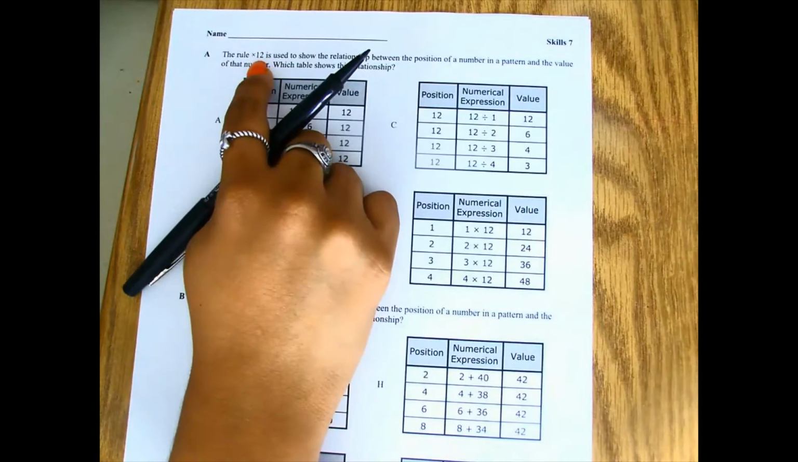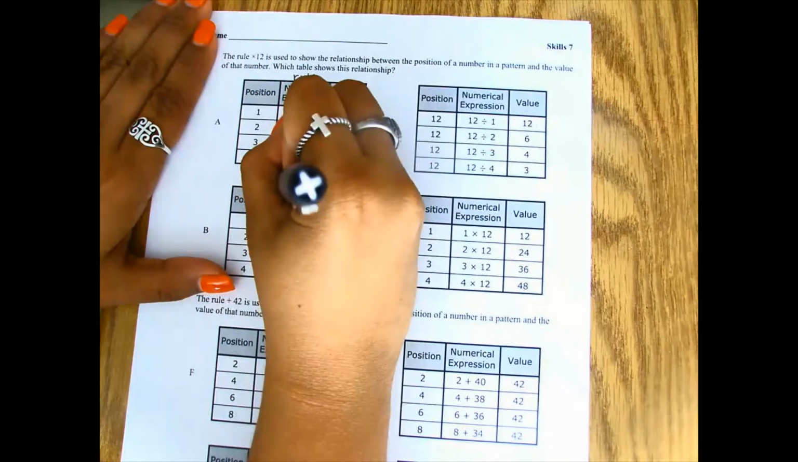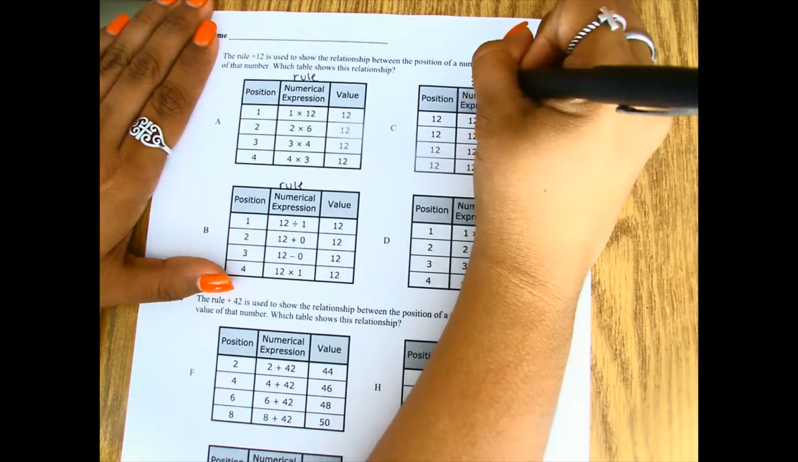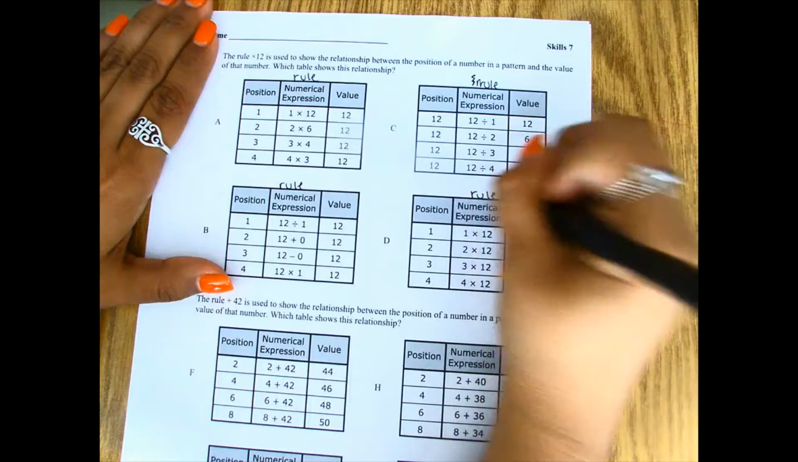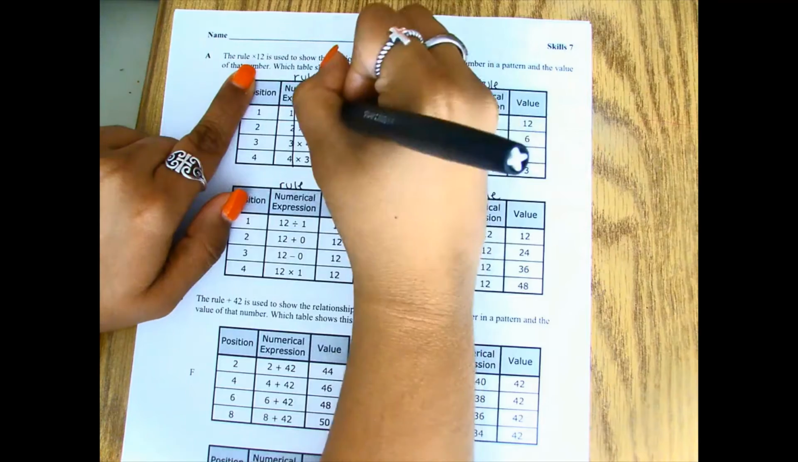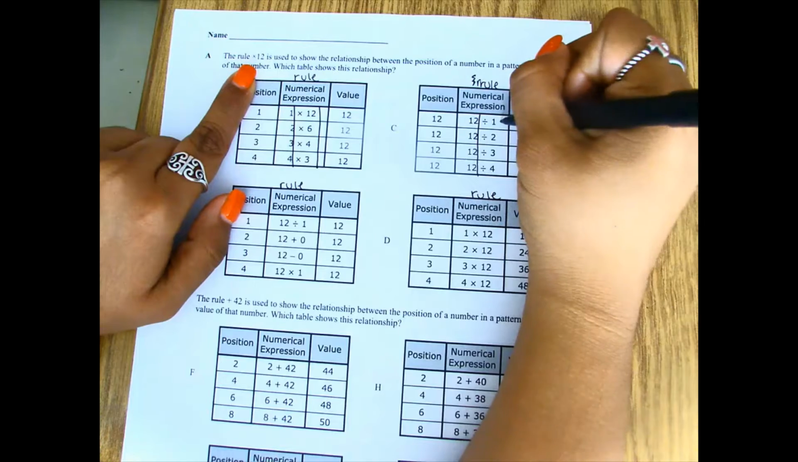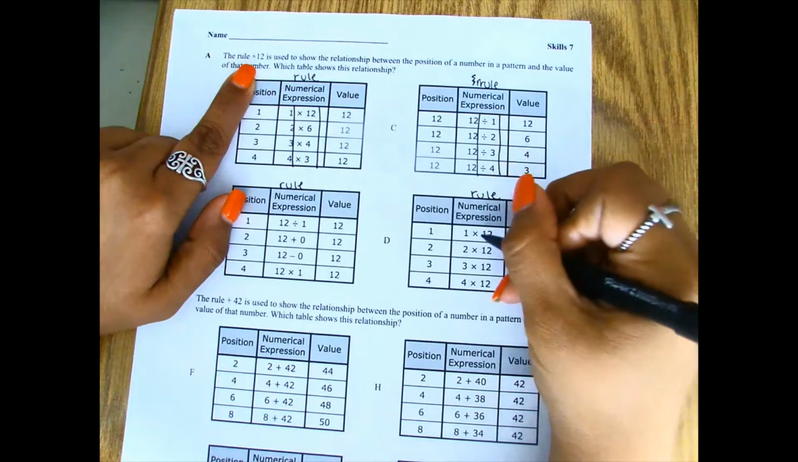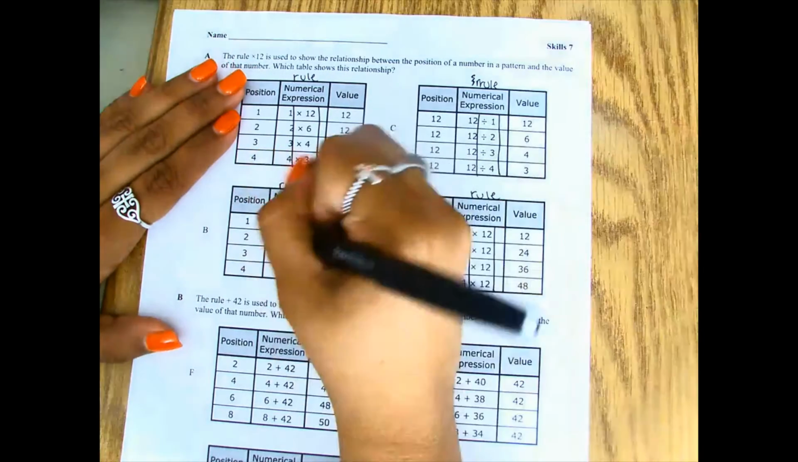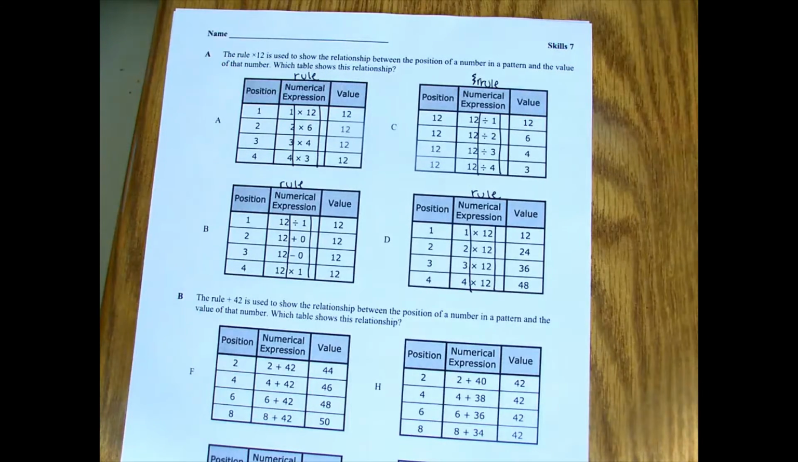So first I'm going to look. It says the rule is times 12. Well, I know anything here in the middle is my rule. It's telling my input what to do. So my rule says I have to multiply by 12. So I'm going to box in all my rules. So I boxed in all my rules already.